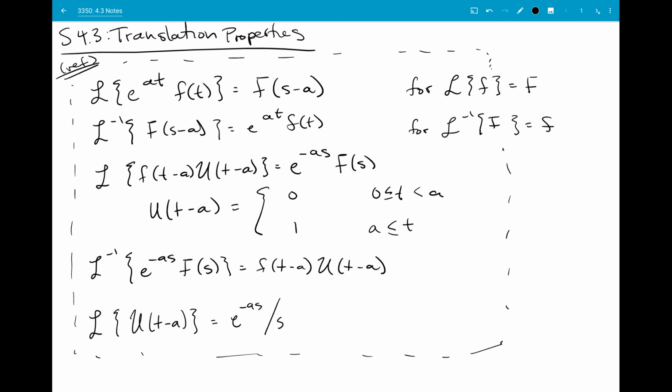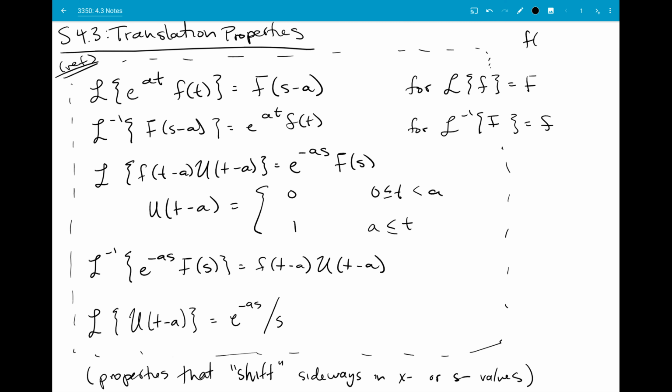And the thing that ties all these together is that they're all properties that help us shift Laplace transforms or functions across x or s values. You should be familiar with the idea of translation from f of x to f of x minus a from an algebra class. So when we say translation properties, that's the sort of thing we're talking about.